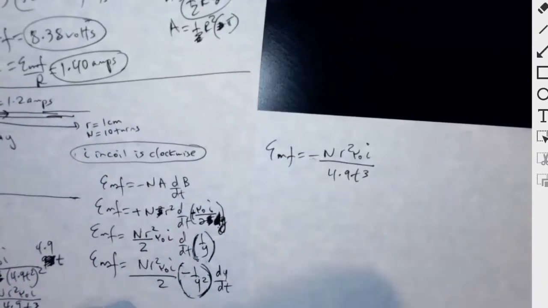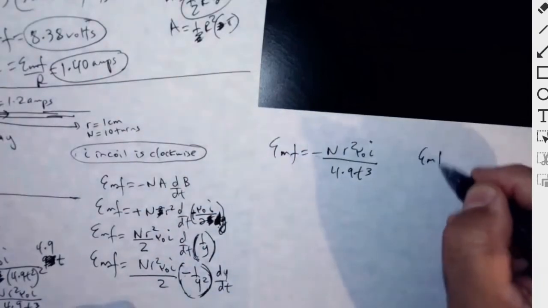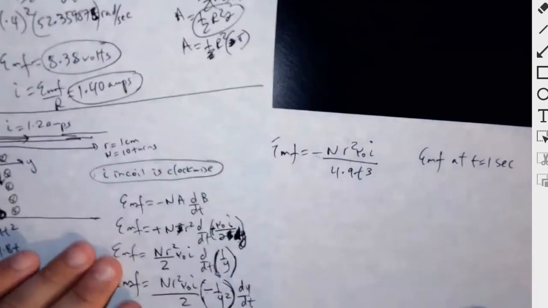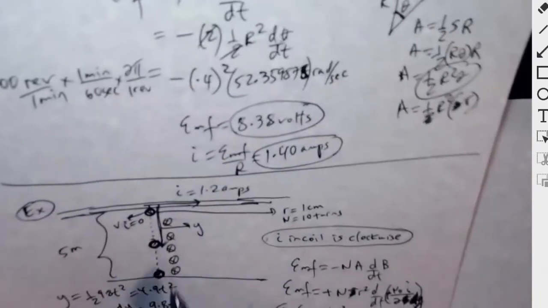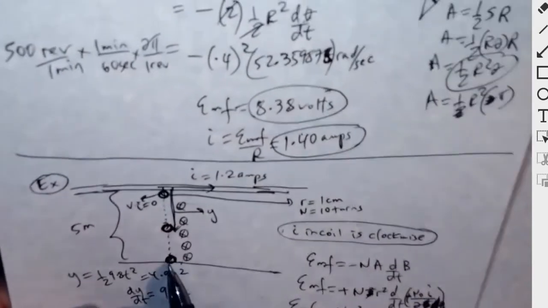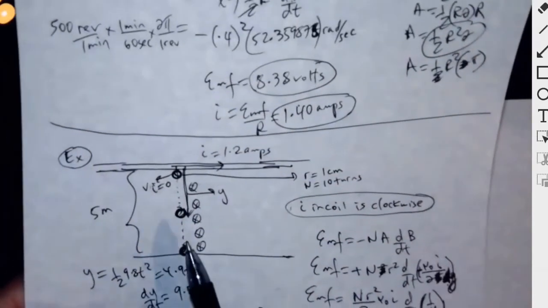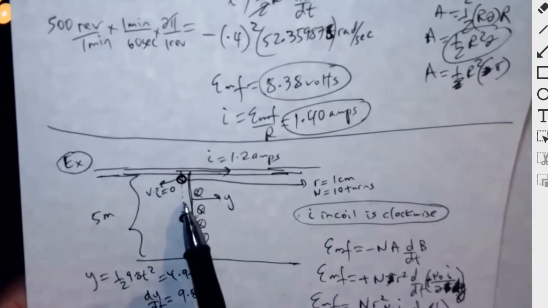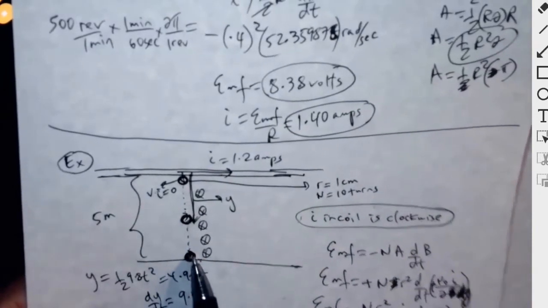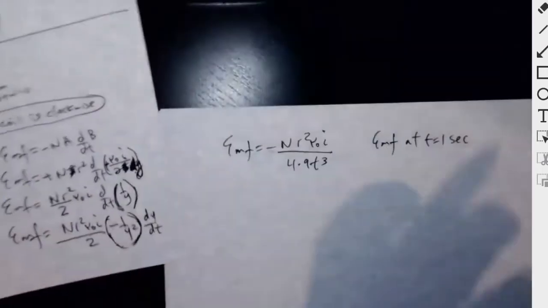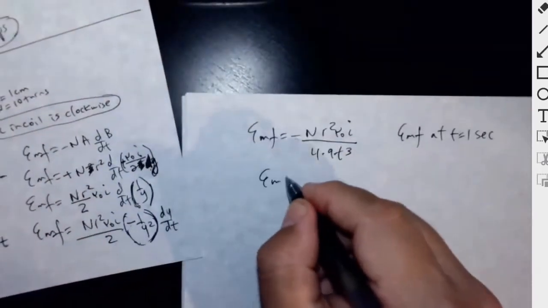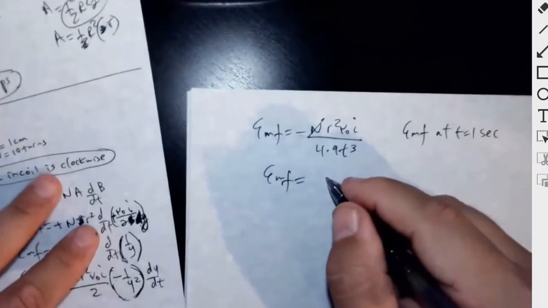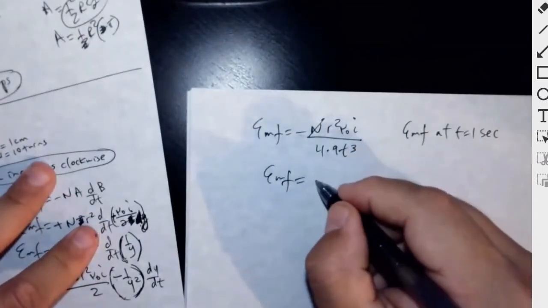Okay, so now we could say, let's calculate the EMF at t equals 1 second. And then let's calculate the final EMF when it hits the ground. So you could do it two ways, right? You can find the EMF at a particular time or the final EMF when it hits the ground. So then, how many turns were there? 10 turns. So this is 10.